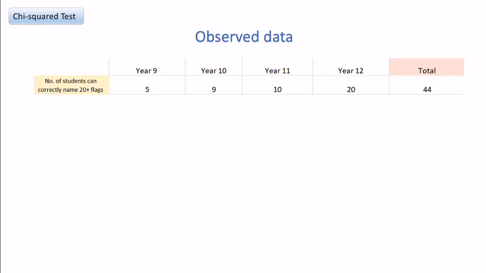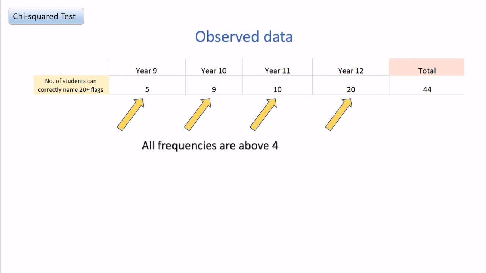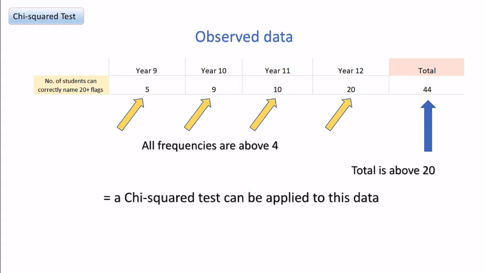The first thing I need to do is collect the data, and I've collected it here. This is what we call my observed data. In year 9, 5 people could do 20 flags or more, 9 in year 10, 10 in year 11, and 20 in year 12. I've added them all up and there's 44. First of all, these frequencies are above 4, and the total is above 20. So those are the criteria I need to be able to do a chi-squared test, so I can actually do a chi-squared test on this data.